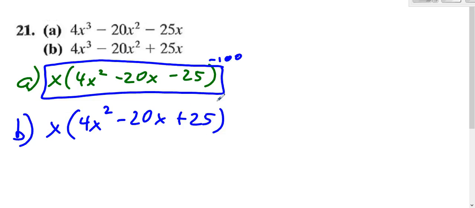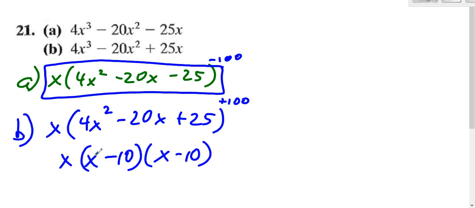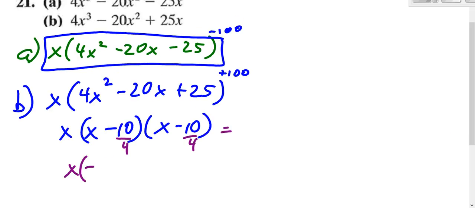This one you get positive 100, which means you can do 10 and 10. Multiply, you have to divide, so divide by 4. Reduce. So that's 10 over 4, that'd be 5 over 2. Then you do bottoms up. So 2x minus 5. And since you would get the same thing twice, just write it as a squared. It's a little bit easier.